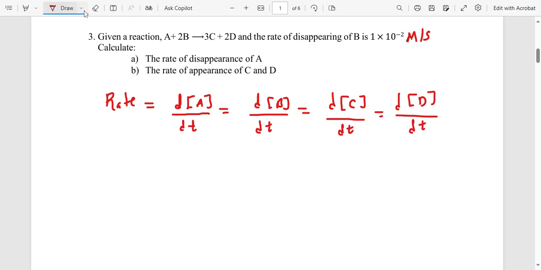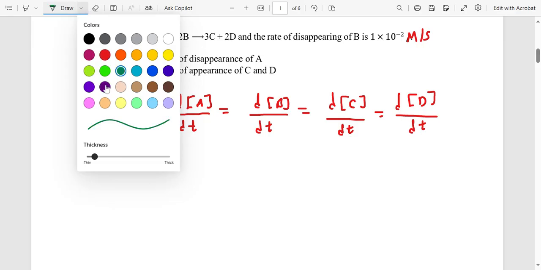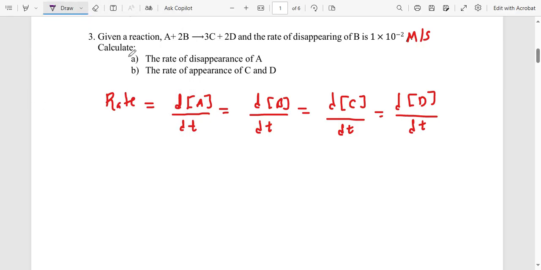Now after you write this, the next thing you are going to do is look at your balanced equation. For reactants, always attach a negative in front, all right? Because the reactants always disappear. In other words, the concentration of the reactants always decreases. So let's say, for example, for A, the concentration at the beginning was 20. After a certain time, the concentration is now 5. When you are finding the change in concentration, it's supposed to be final minus initial. So 5 minus 20 gives us a negative 15.